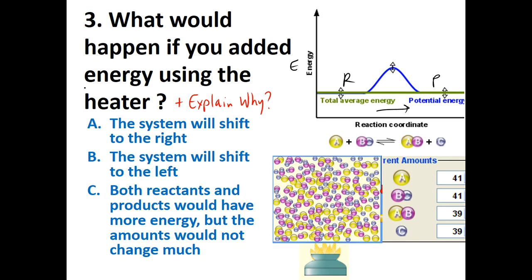So it says, what happens if you add energy? Well, it makes it easier for them to go back and forth just as easily because they both have the same amount of activation energy. Now, what this means is there would be both reactants and products that would have more energy, but the amounts wouldn't change because it's just as easy to make or break either. So this would stay at the same concentrations, but it would certainly do it faster, right?